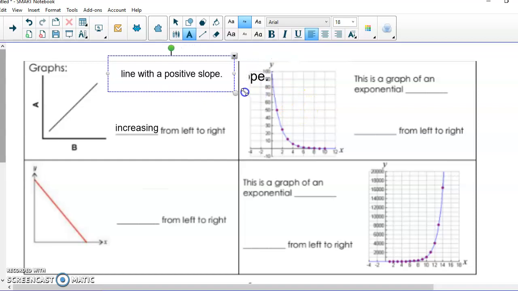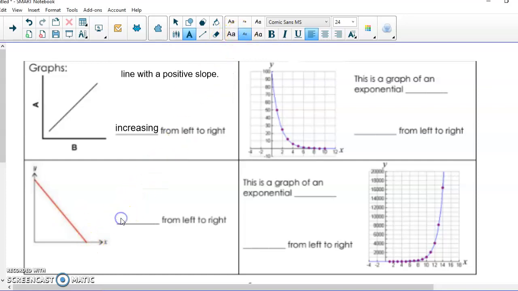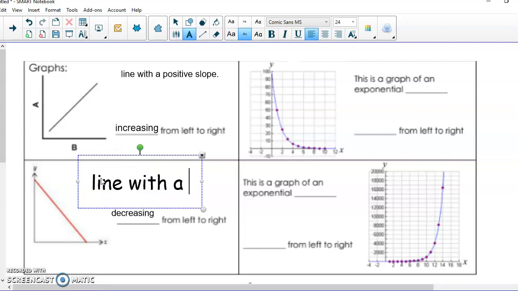We're going to talk about these next three in a bit. Our next line right here, we notice from left to right, it's decreasing. It's going down. So we're going to call this decreasing from left to right, and we'll just say this is a line with a negative slope.